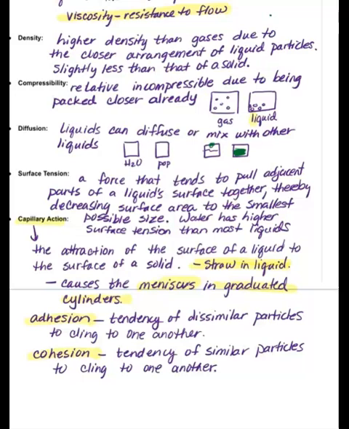So adhesion is when you have dissimilar, two things that are different, which again would be a case of the meniscus, particles that tend to cling to one another. So in terms of the meniscus, it is your water clinging to the glass. And then you've got cohesion, which is when you've got similar properties, two things that are alike that are clinging to one another. And those are the words for that page. Be sure you have all of that written down, and then we're going to move on.